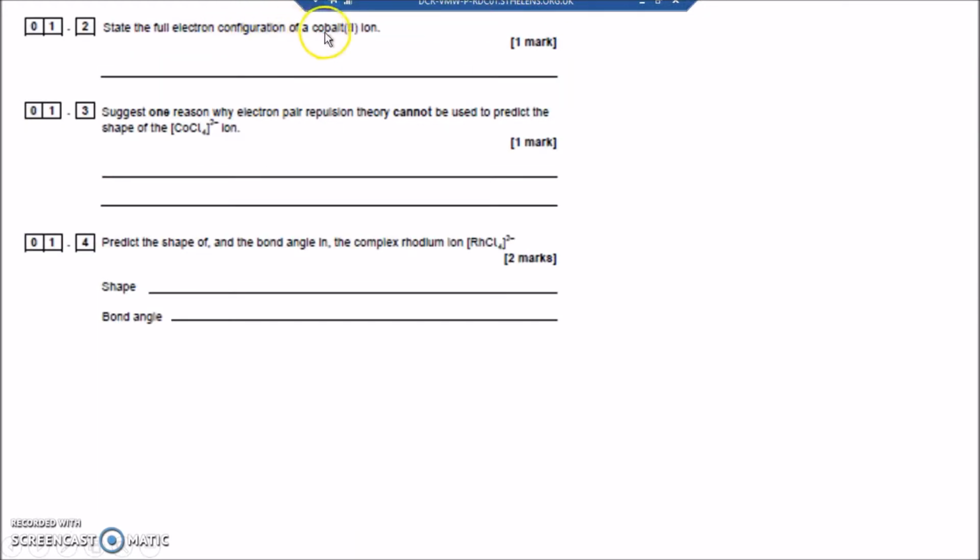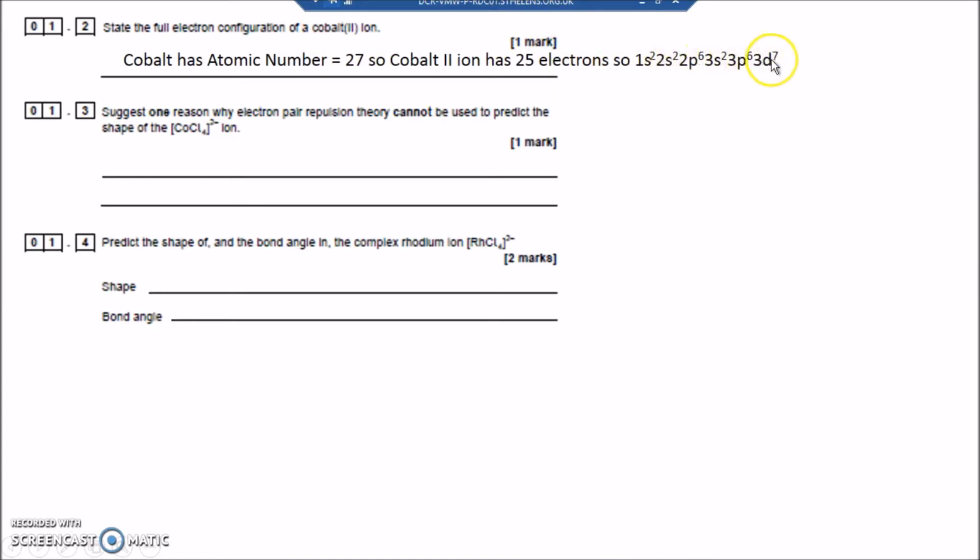State the full electron configuration of a cobalt 2+ ion. Well, cobalt's got an atomic number of 27, so it's got 27 electrons. Cobalt 2+ means the cobalt's in oxidation state plus 2, it's lost 2 electrons, so it's got 25 electrons. 1s2, 2s2, 2p6, 3s2, 3p6, 3d7 adds up to 25.